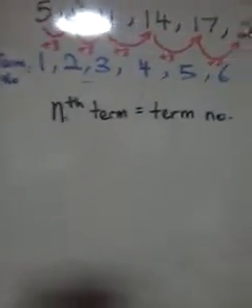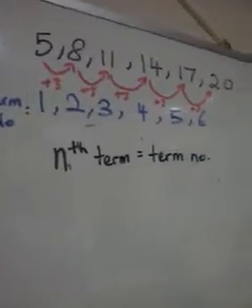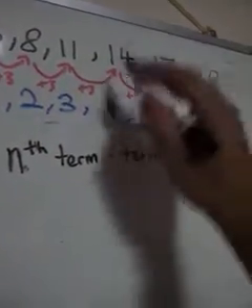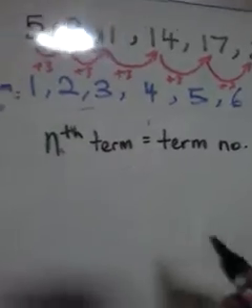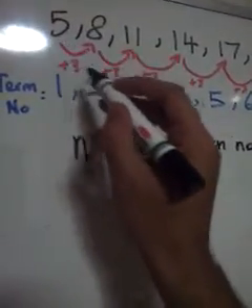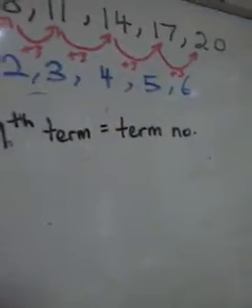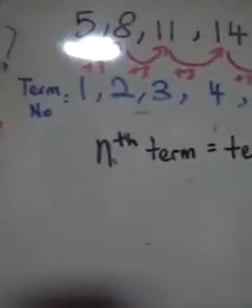Okay, so what we have here is a sequence, right? I hope you can see this. So we have 5, 8, 11, 14, 17, and 20, as you have figured out. And this basically means that each term, you plus 3, plus 3, plus 3, plus 3, plus 3, correct? Right? Okay, so I'm going to write down the term number.